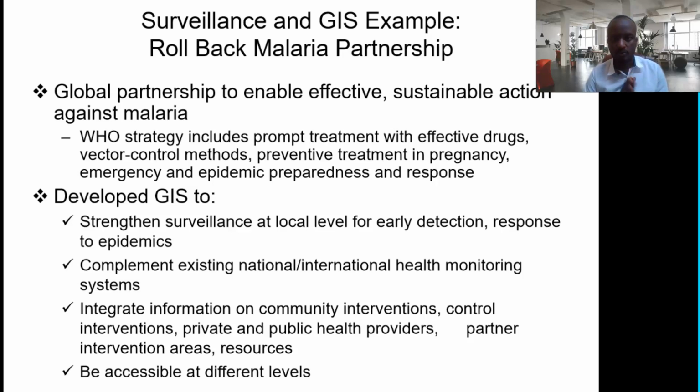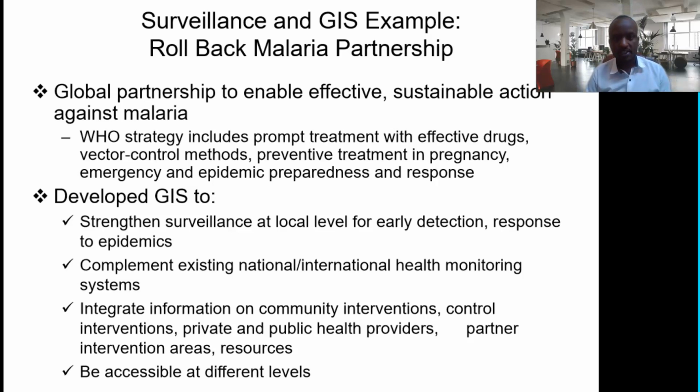Okay, let us continue from where we stopped with lecture 1 GIS. I think we have seen different kinds of examples of application of GIS information. Now let us start from the surveillance and the GIS examples on Roll Back Malaria partnership.